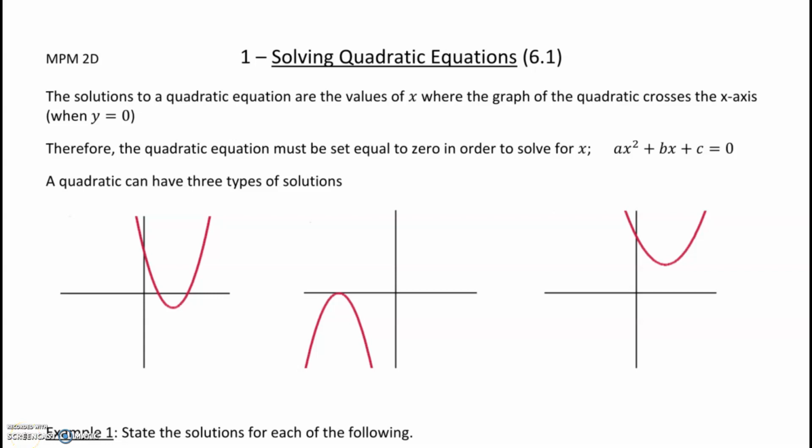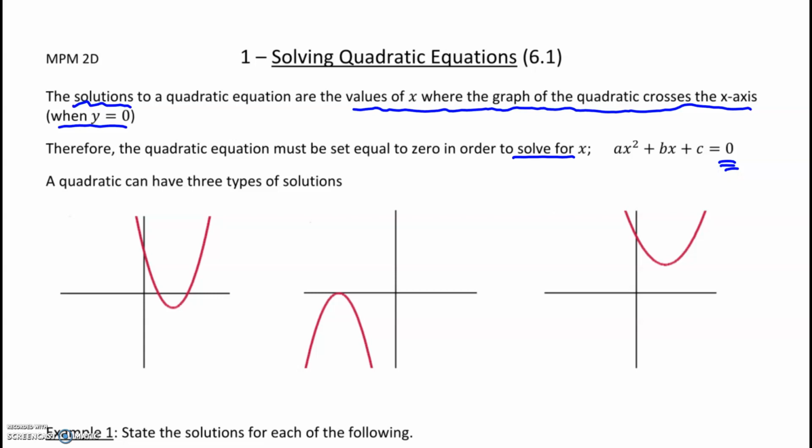This is Lesson 1, Solving Quadratic Equations. It is section 6.1 in our textbook. We're going to start off by remembering what the solutions are. The solutions to a quadratic equation are the values of x where the graph of the quadratic crosses the x-axis. So essentially when y equals 0. Therefore, the quadratic equation has to be set equal to 0 in order to solve for x.